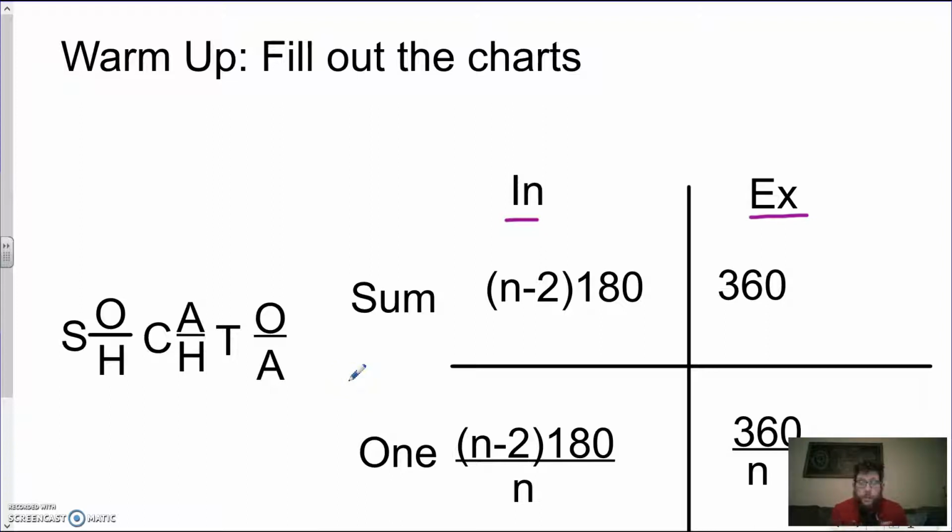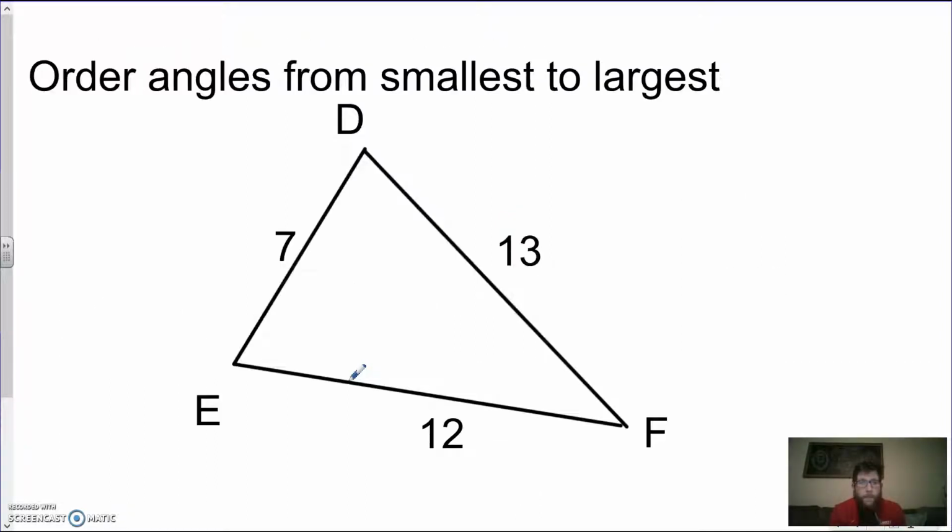That is the first thing that you should do when you start the benchmark, is go ahead and write these two things down to help you with the different problems you might find. Okay? So, let's take a look at some problems.